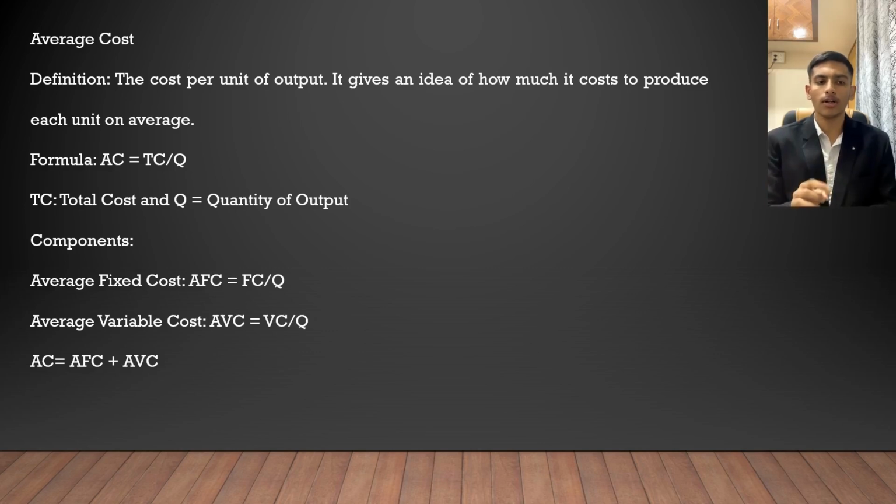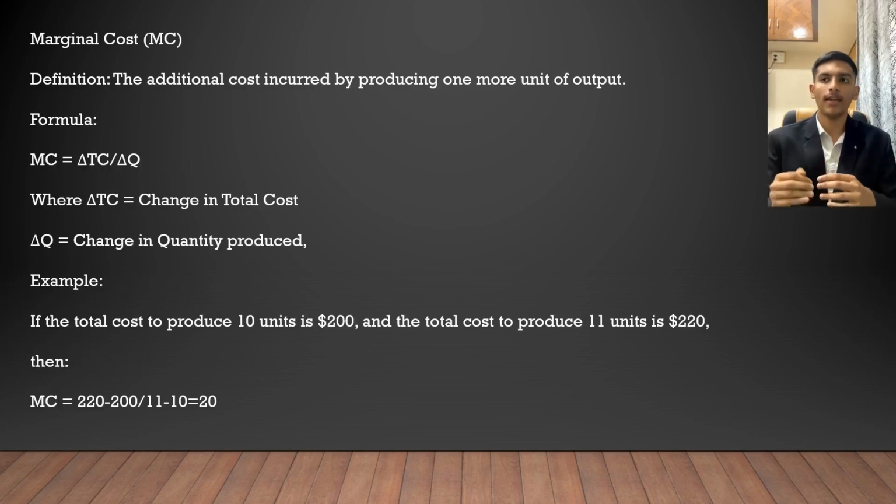In this we can also divide into average fixed cost and average variable cost. Both of the formulas are: fixed cost divided by quantity gives us average fixed cost, and variable cost divided by quantity gives us average variable cost. And if we want to find the average cost, we can just add the average fixed cost and average variable cost. Next is marginal cost. Marginal in this context refers to the addition of each unit after the total production or total output.